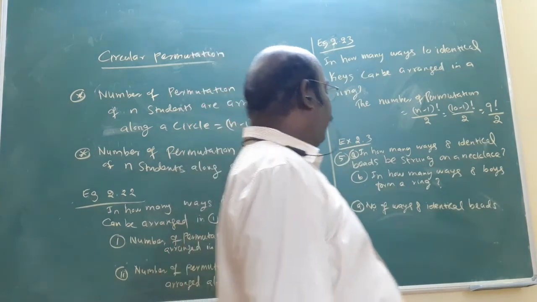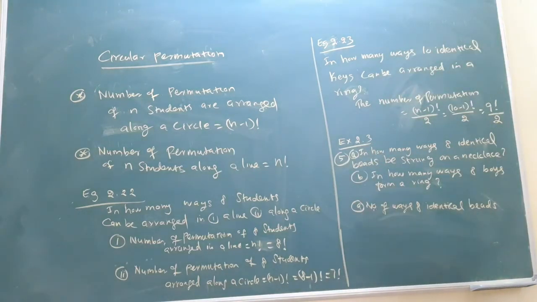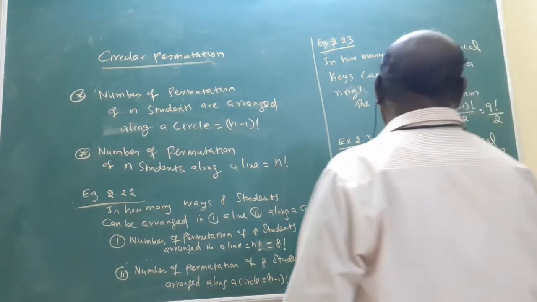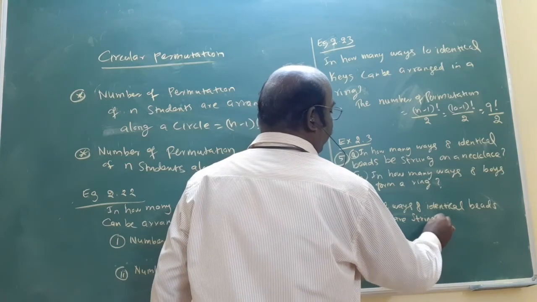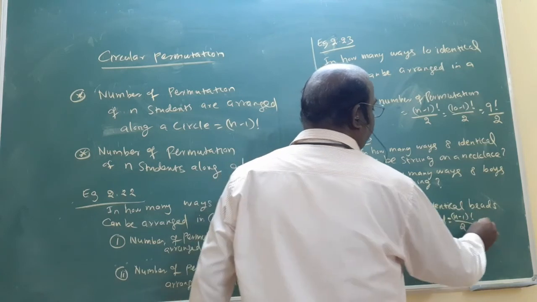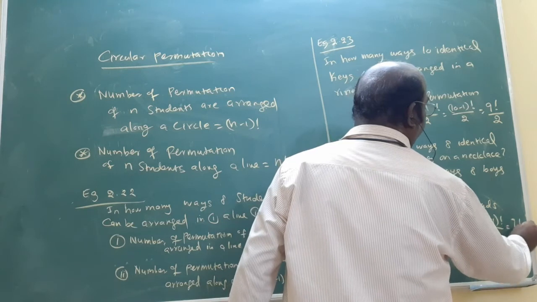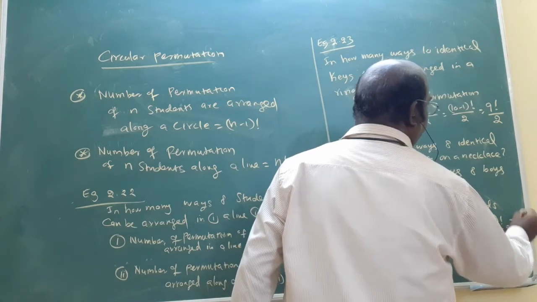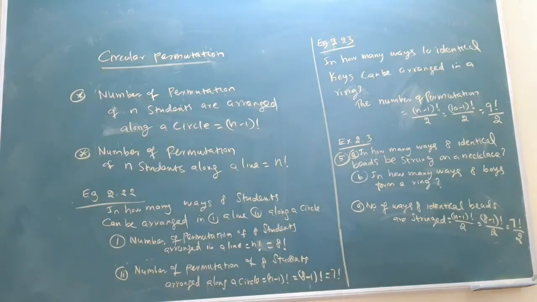Okay, the number of ways 8 identical beads are strung. Beads can be strung, am I correct? The formula is n minus 1 factorial by 2. That is 8 minus 1 factorial by 2, that is 7 factorial by 2. That is the answer. Need not simplify.